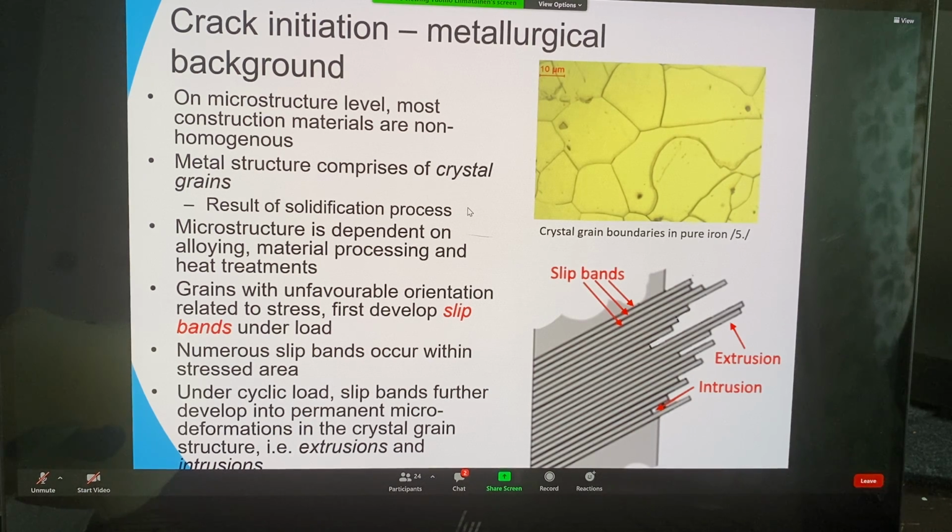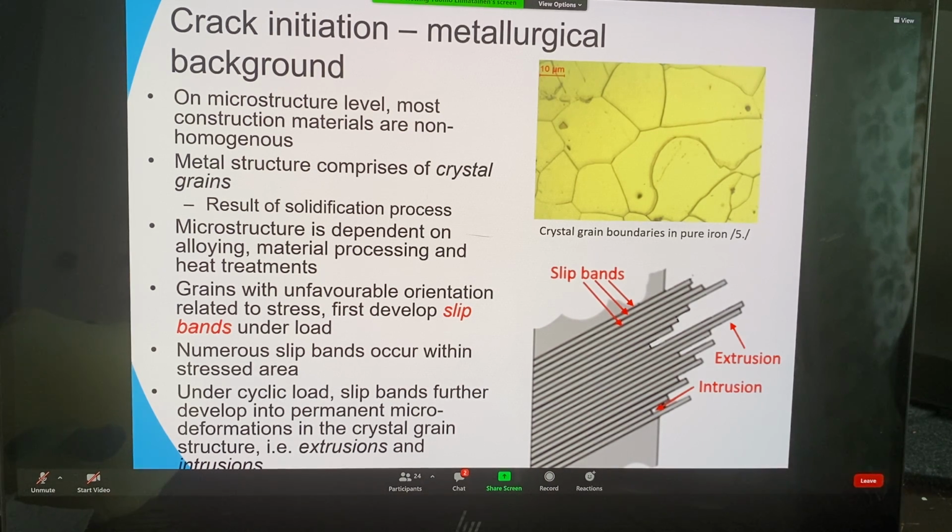Okay, then something about the metallurgical background of the crack. I spoke about crack initiation. And what is crack initiation? If we look at pretty much any material, most construction materials are non-homogeneous. If we look under the microscope, we consider steel to be homogeneous, but at the microstructure level it is not. It is comprised of so-called crystal grains.